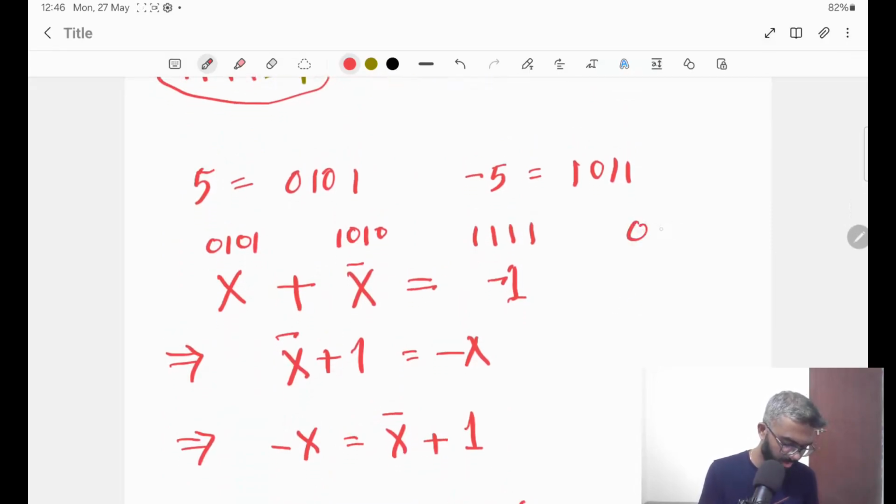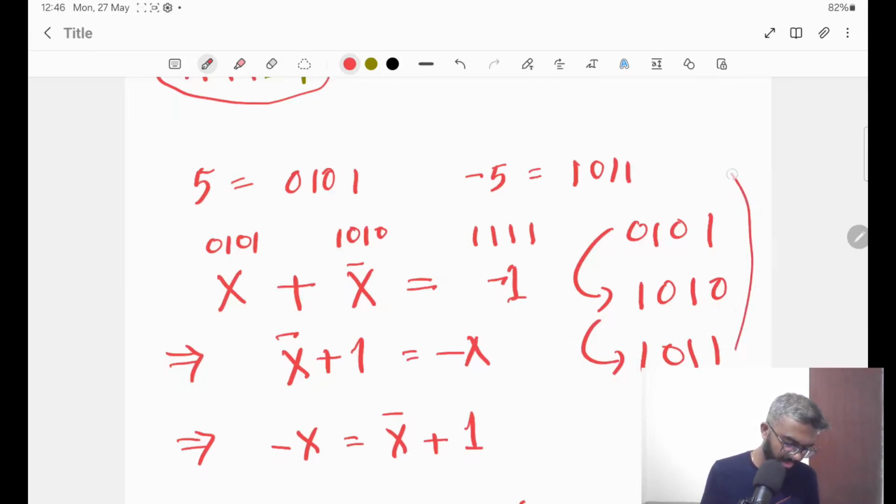For example, let's look at this previous example. We started from 0, 1, 0, 1. We flip all the bits. We get 1, 0, 1, 0. And we add 1. What do we get? 1, 0, 1, 1. Which is indeed -5. Isn't this magic?